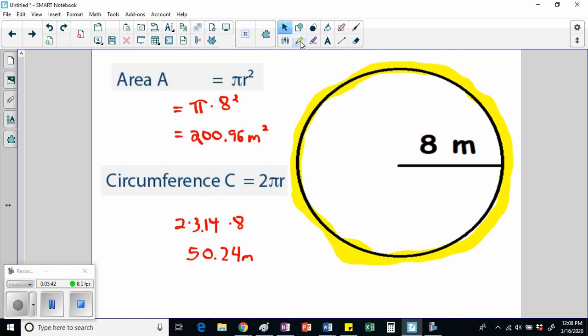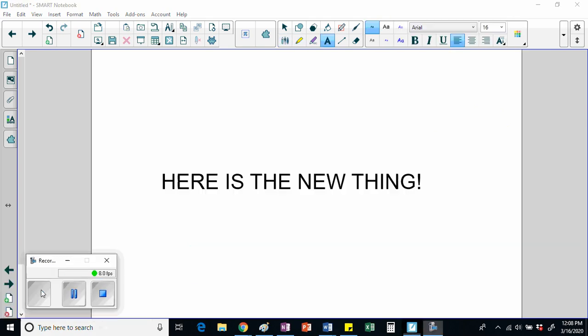Notice, by the way, that the measurement for area is in square meters. That's our units, because it's how many squares fit inside. But 50.24 is just in meters. It's just a distance. How far do you have to go around the circle?